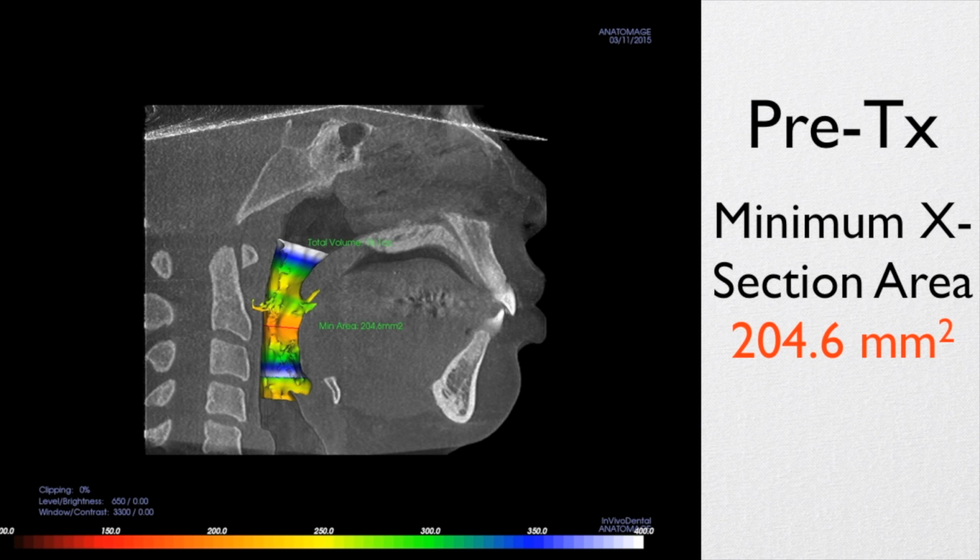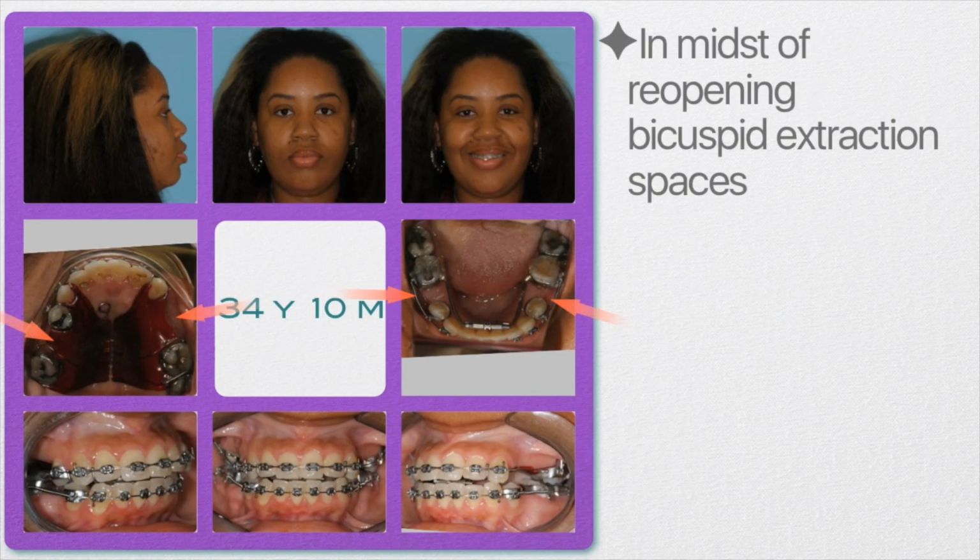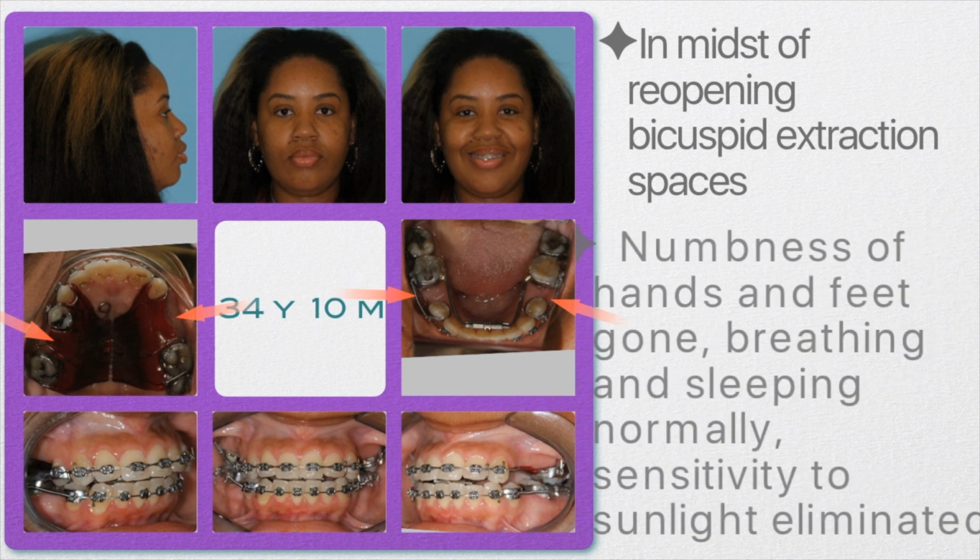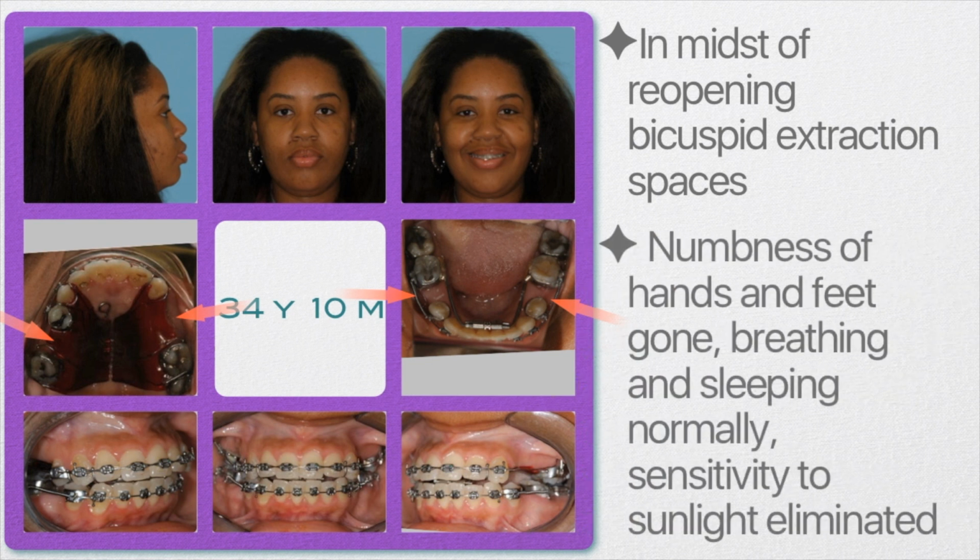Even with her airway, which was dramatically bigger than some, she didn't feel she could sleep. This is her airway prior to our treating her. Here she is in the midst of treatment, and we're opening up the space, as you can see, the dramatic increase in space we have, dramatic increase in the width of the arches as well.